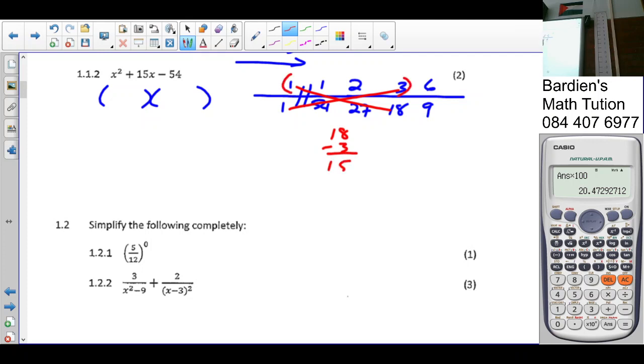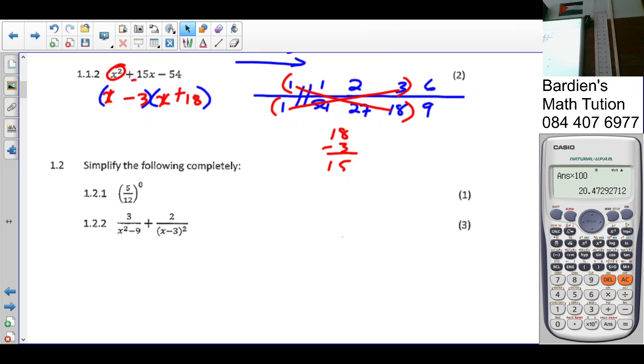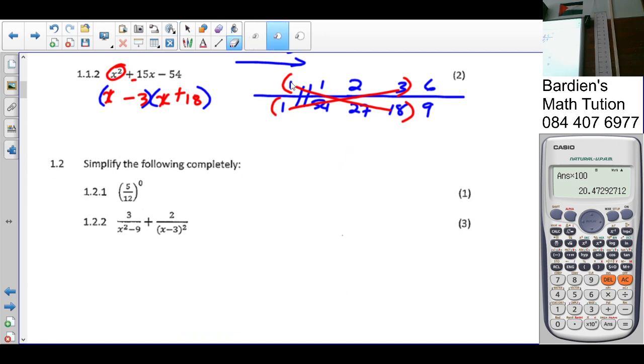So it's a 1 and a 3 in a bracket, a 1 and a 18. This is x squared, so there goes an x and an x. What about our signs? A plus and a minus, not so? One must be plus and one must be a minus. The bigger factor is going to be a plus, because of the middle term being plus. All okay with that? Alright, let's look at the next one.